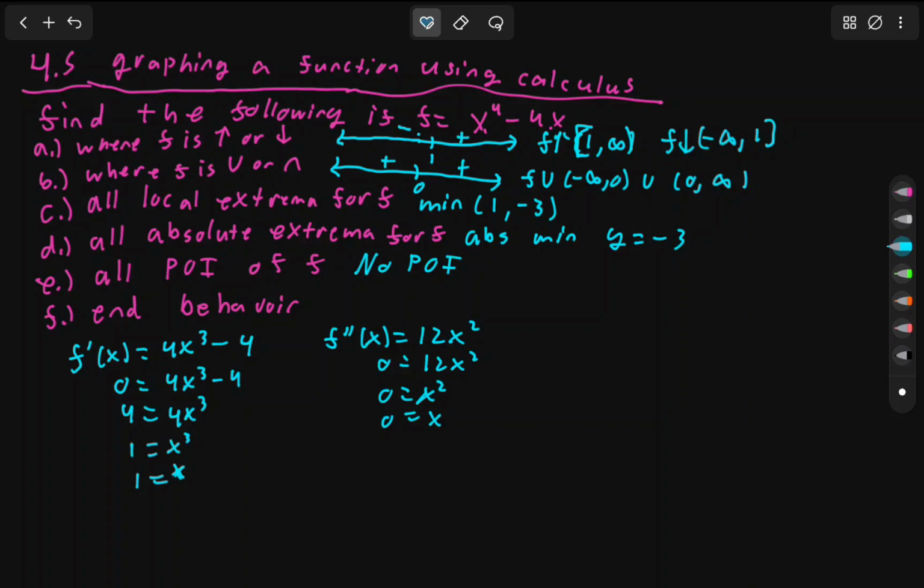And finally, we want to know the end behavior. Well, if we take the limit as x approaches infinity of x to the 4th minus 4x, that is going to approach infinity. Even though there's this minus 4x, this x to the 4th is growing at a faster rate. It has a higher magnitude. Now, if you're approaching negative infinity, again, this x to the 4th is going to be a higher magnitude, and since it's an even power, this is going to approach positive infinity.